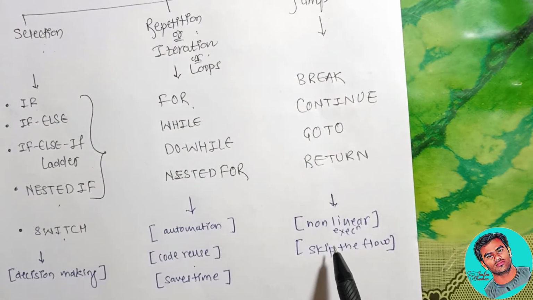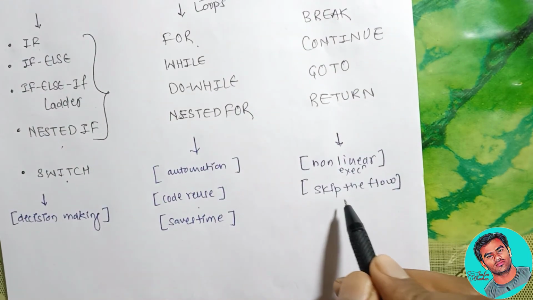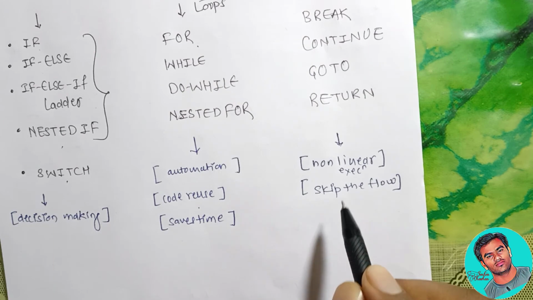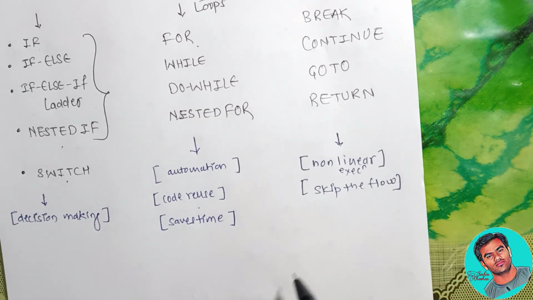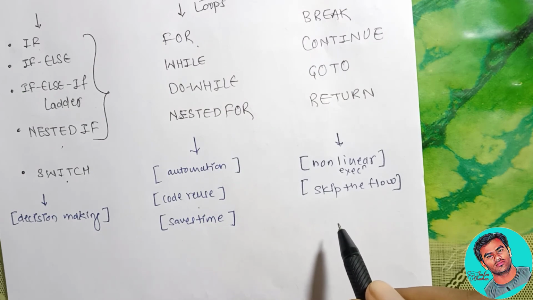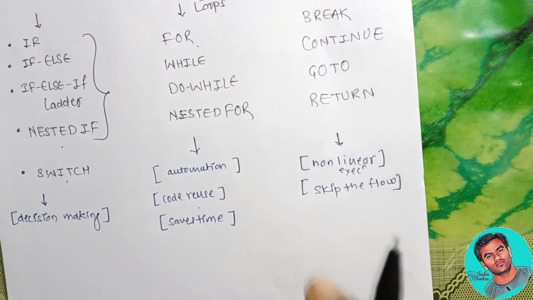Now what is the advantage of the jump statement? It is non-linear execution. As we have already said, it is non-sequential execution, and it skips the flow. The flow of a program is in a sequential manner, but the jump statement jumps from one statement to another by skipping some statements in between. That's why it is called skipping the flow.